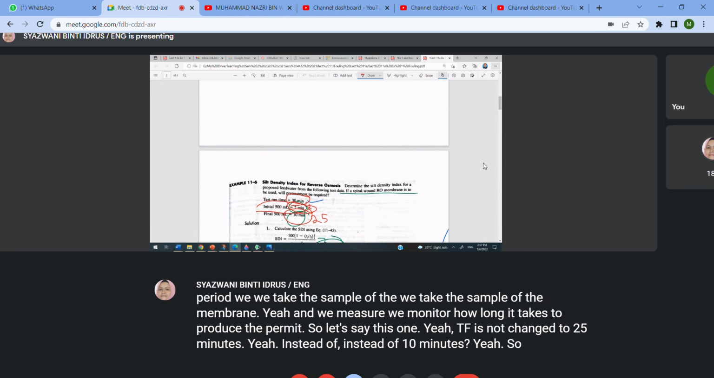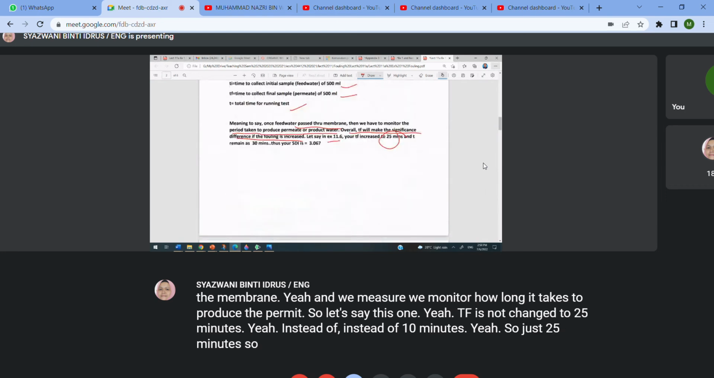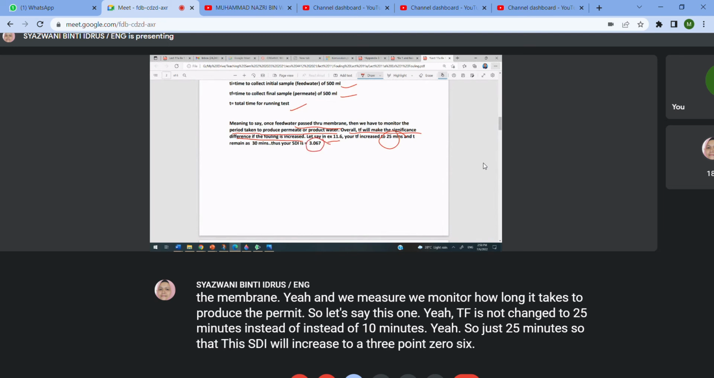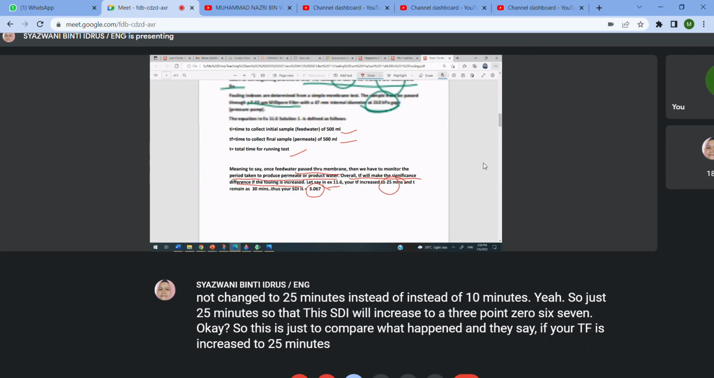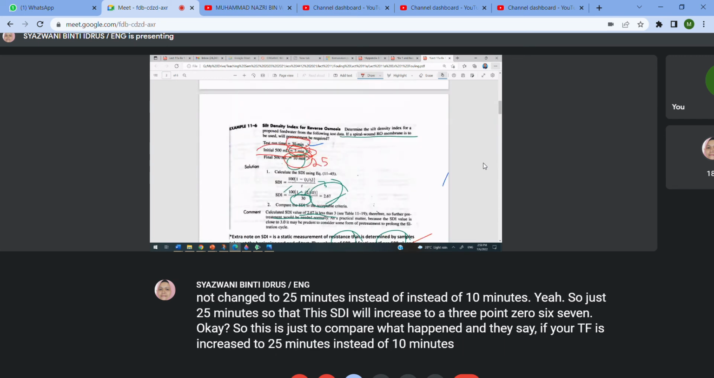So change to 25 minutes so that this SDI will increase to 3.067. Okay, so this is just to compare what happened, if your TF is increased to 25 minutes instead of 10 minutes in this example.